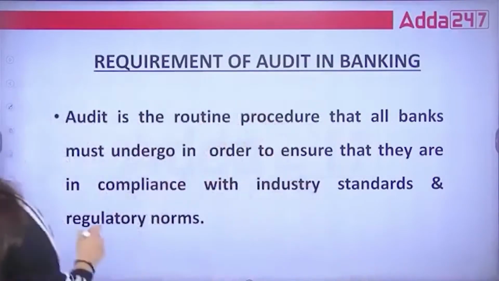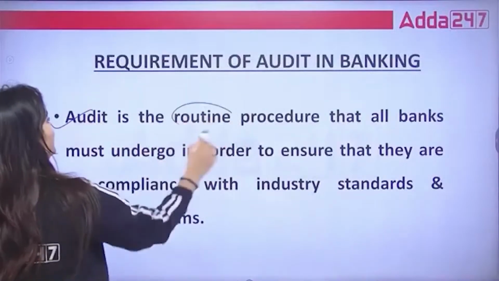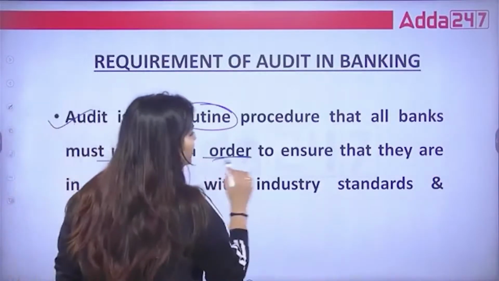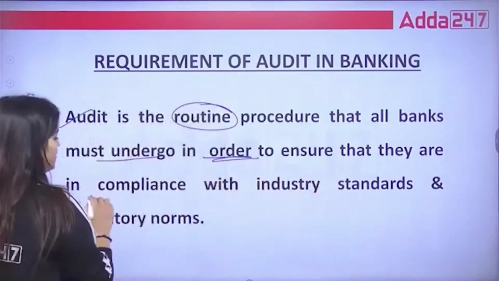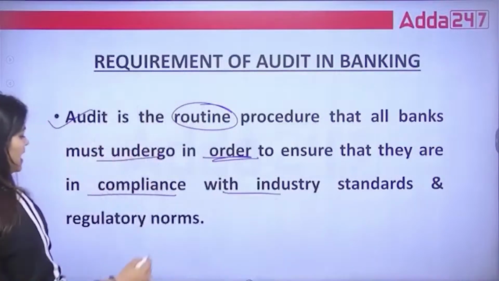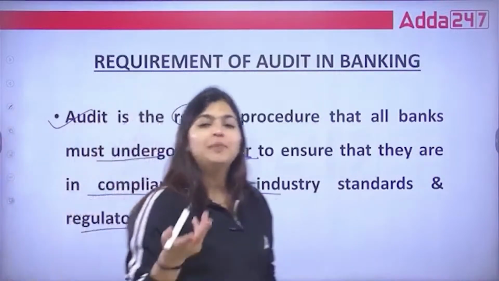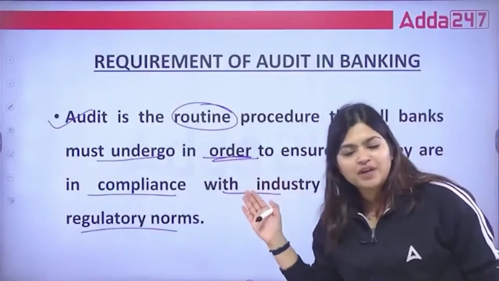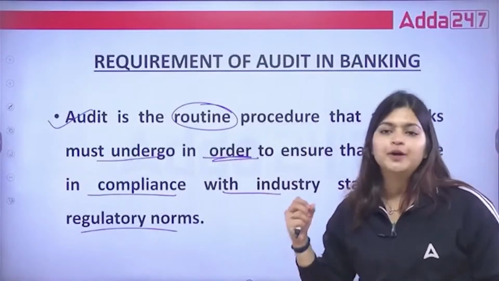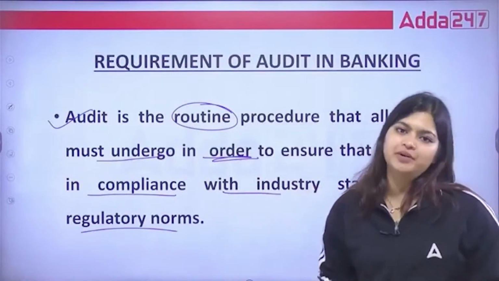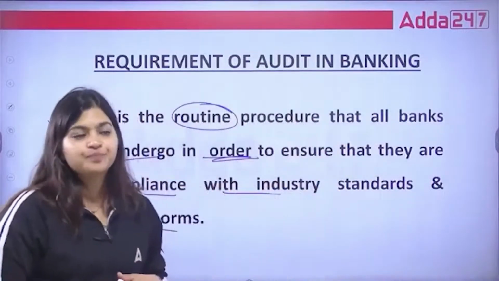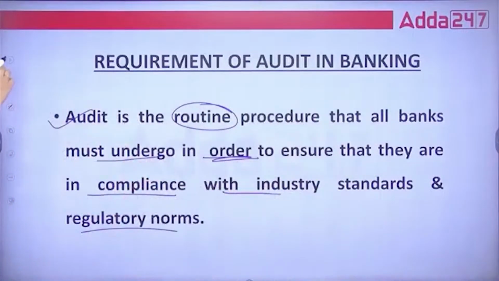Now, let's read: audit is a routine procedure. This is the routine procedure that all banks must undergo in order to ensure that they are complying with industry standards and regulatory norms. So basically, when we are checking, we are also going to identify which acts are applicable to your bank, and whether you are preparing as per the acts or not. So all these are the requirements in audit we need to do. This is the requirement of audit in banking.